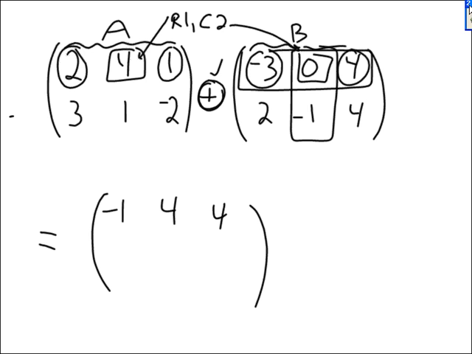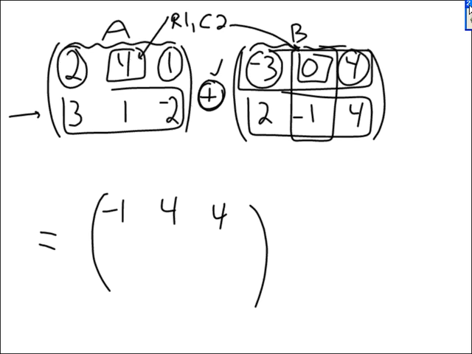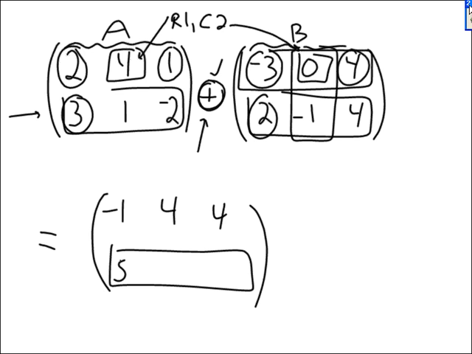Then you go on to the second row. This is the second row. I'm going to add it to this second row. So I'm going to put the answers in the second row. First column entry, 3 and 2. I will add them. 3 plus 2 is 5. Next one. 1 plus negative 1. 0. Bottom right, for second row, third column. Negative 2 plus 4. That's 2. And there's your answer.